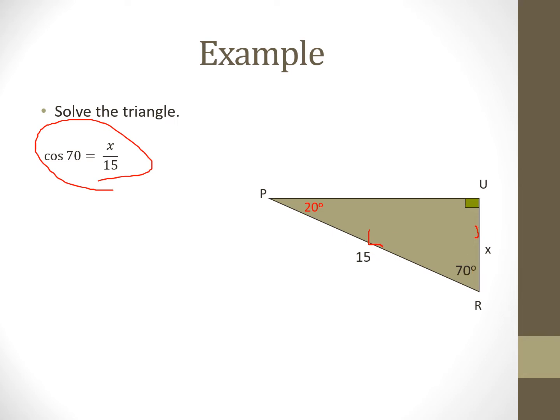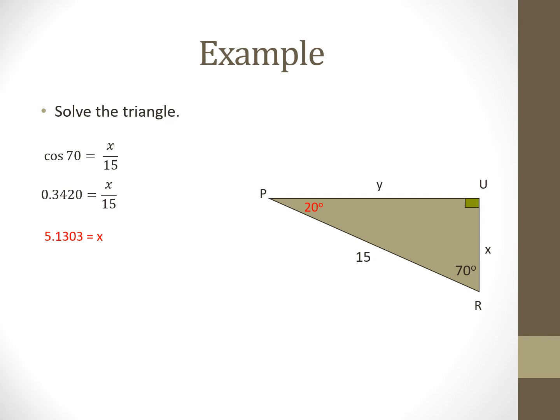Make sure your calculator is in degrees mode when you do this, otherwise you will get the wrong answer. But if you punch cosine of 70 into your calculator, you should get about 0.3420. And then to solve for x, just multiply both sides by 15. And there's our x. Fairly simple. Let's go ahead and solve for the other side. We'll call that one y.